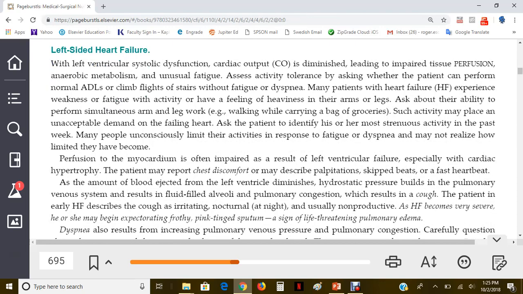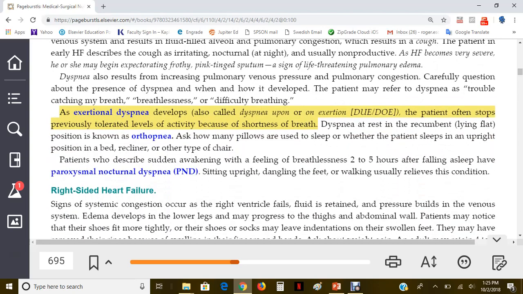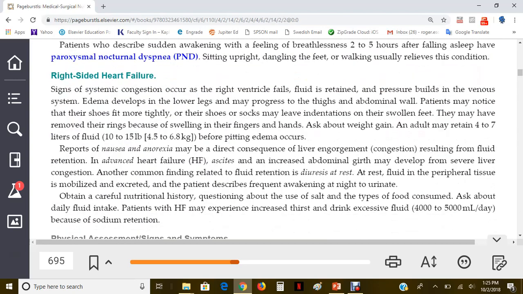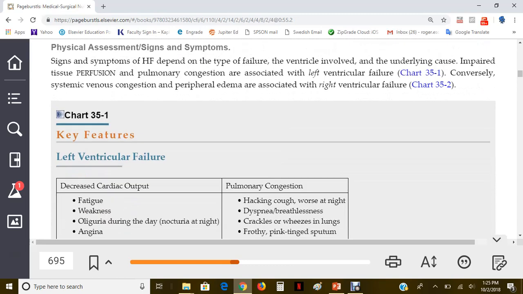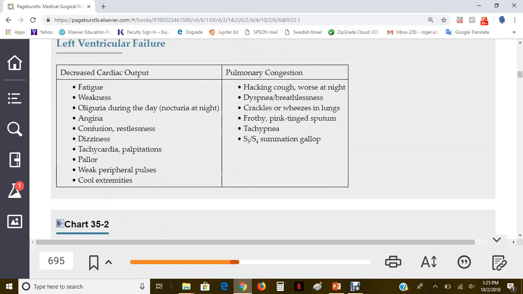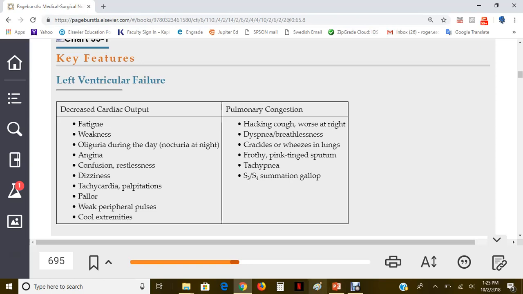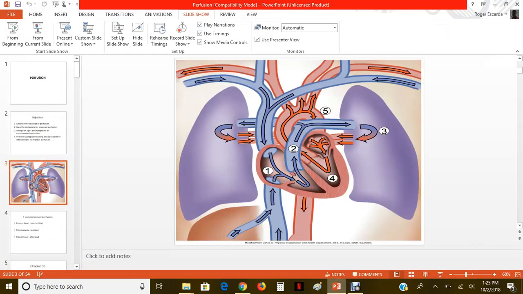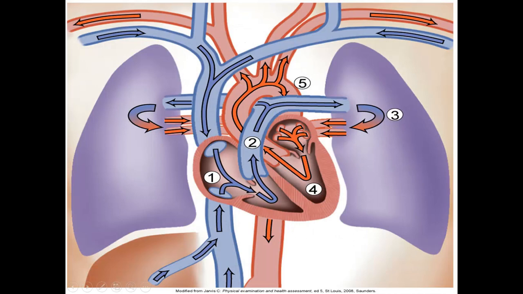Now let's go to signs and symptoms. I encourage you to read the whole paragraph, both left side heart failure as well as right side heart failure, but I would like to take a shortcut and discuss it using the two charts, charts 35-1 and 35-2. Now let's review again the blood flow through the heart. Okay, I hope everybody has this down pat. So let's begin with left side heart failure. Left side is this side right here fails.